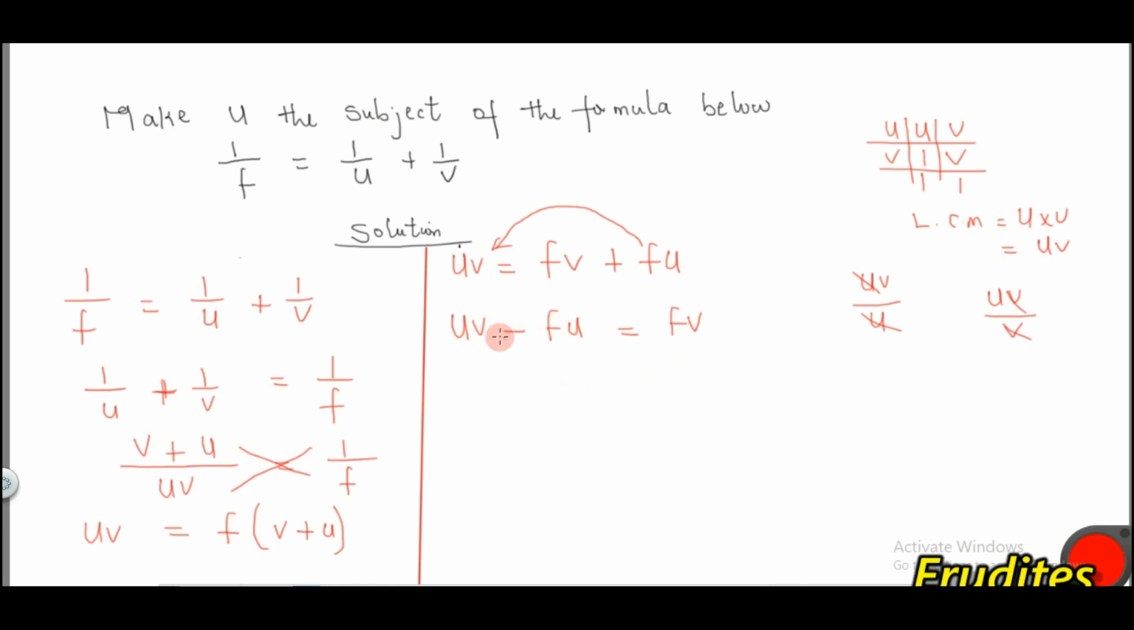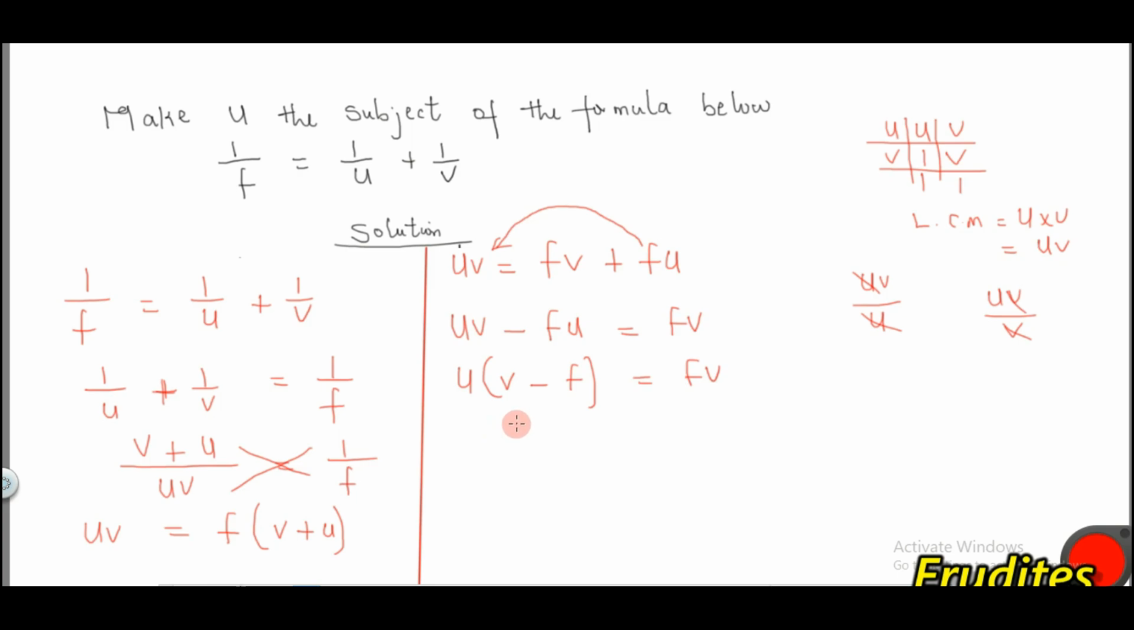So what I will do here is to factorize this expression. What is common here? u is common. u is here, u is here. So I'll bring out the u. This will be u open bracket v minus f. u times v will give me uv, and u times minus f will give me minus fu. So this and this are the same, so it is equal to fv, which is what I have here.